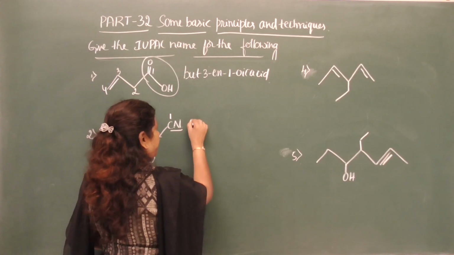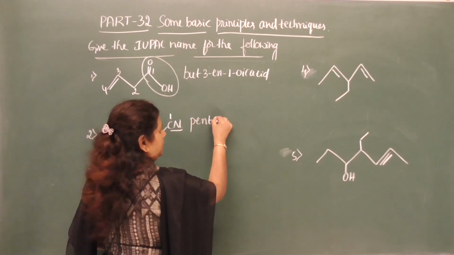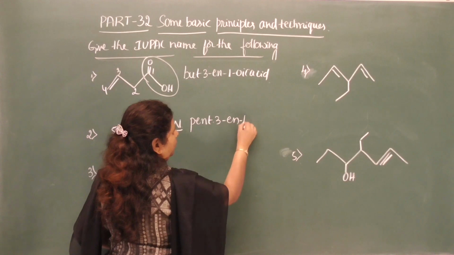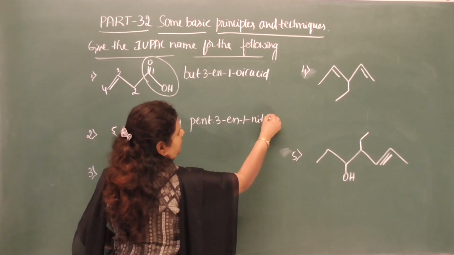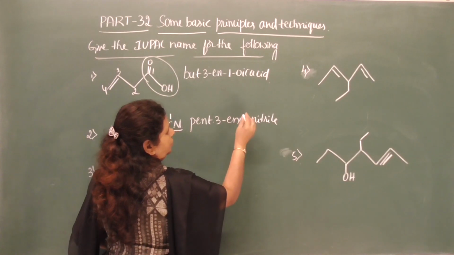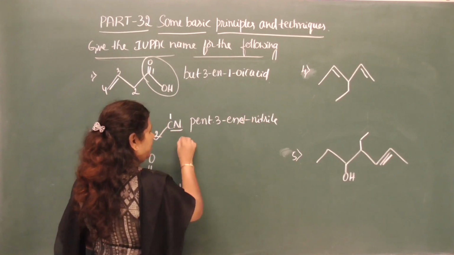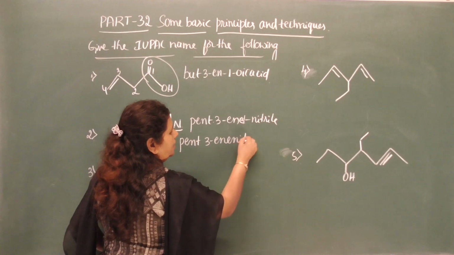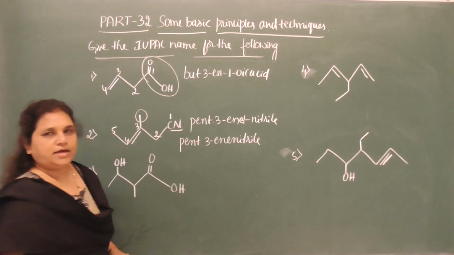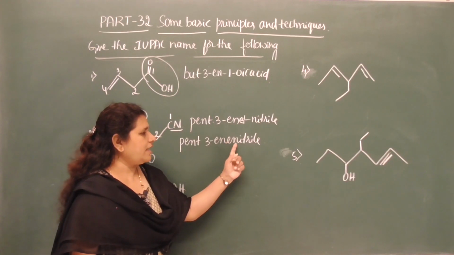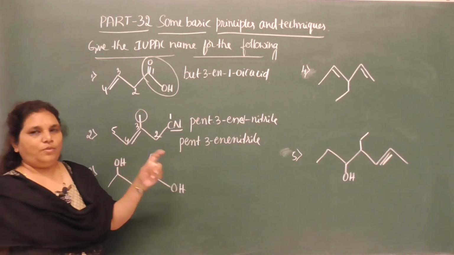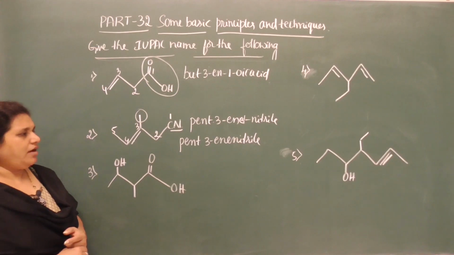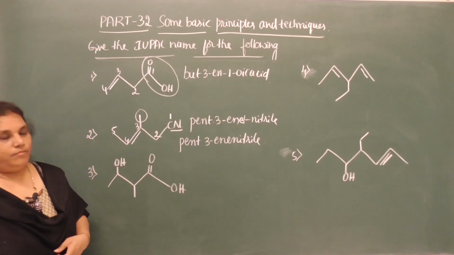So therefore pent-3-en-1-nitrile. So you can retain the terminal E here, or you can write it as pent-3-enenitrile. So why can we retain the terminal E here? Because the secondary suffix starts with N. It is not a vowel. Therefore 3-enenitrile. 3-enenitrile is the IUPAC name of this bond line formula.